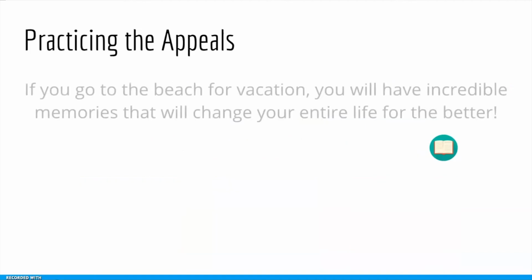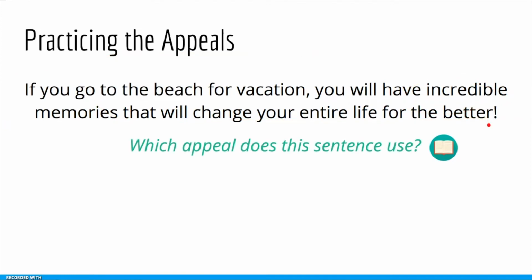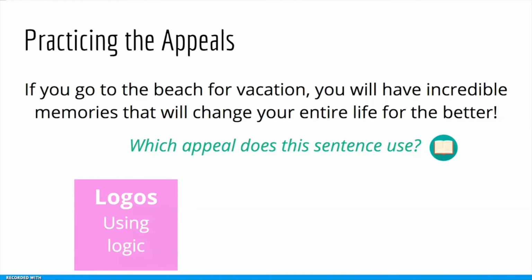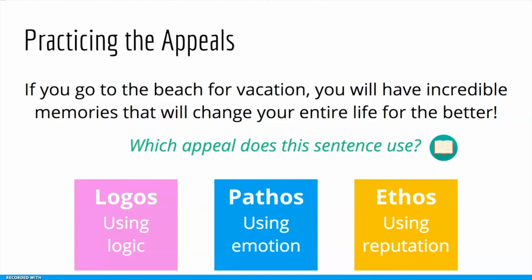All right, next one. If you go to the beach for vacation, you will have incredible memories that will change your entire life for the better. Which appeal does this sentence use? Is it using logic, logos? Is it using emotion, pathos? Or is it using ethos, reputation, to convince you of something?